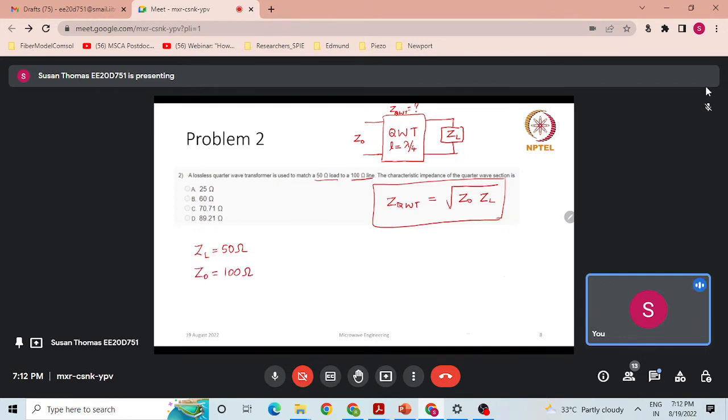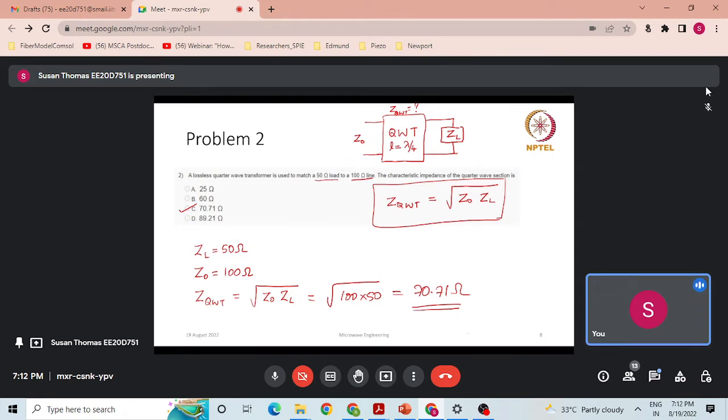Now the characteristic impedance of the quarter wave section is, so we have been asked to find ZQWT, that is nothing but the square root of Z0 into ZL, which is the root of 100 into 50, which comes out to be 70.71 ohms. So option C. This was a very simple problem, a very simple type of matching network.